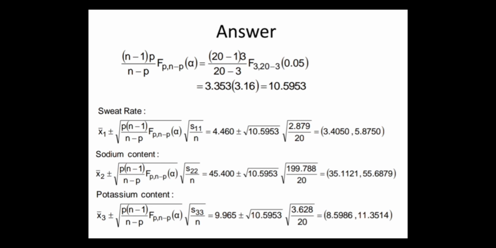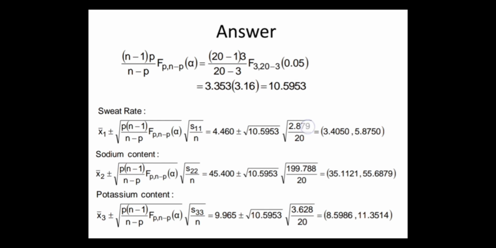So first we find this distribution. The value here is 10.5953. After this you can check the F table and make sure you get this answer. Okay, so apply the formula of the simultaneous T-square interval tadi.